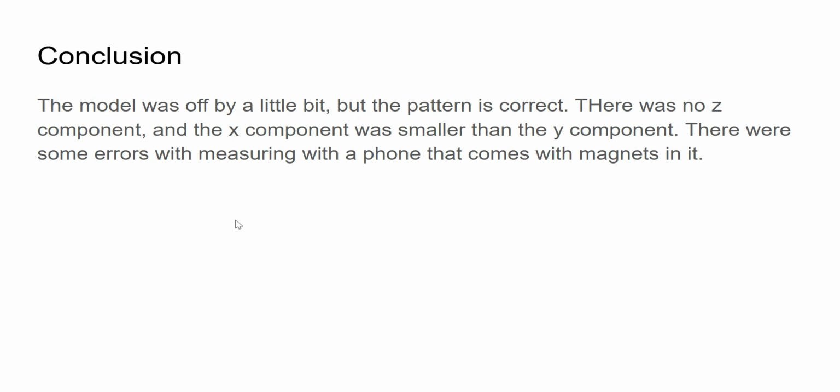In conclusion, they're a bit off, but the pattern was the same. Z was 0 in the predicted, and very little in the observed, about 3 or 2. The X component was smaller than the Y component. There were some errors. Phones these days do tend to have magnets, which I think were not taken into account when making this.